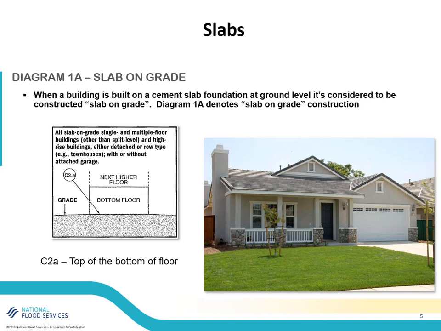Diagram 1A describes a slab on grade. These types of structures are built on a cement slab foundation, which is poured at ground level. The floor for rating for a diagram 1A will be C2A on the elevation certificate, or the top of the bottom floor, which is the top of that poured cement slab as indicated on our slide. The bottom floor is at or above ground level or grade on at least one side.